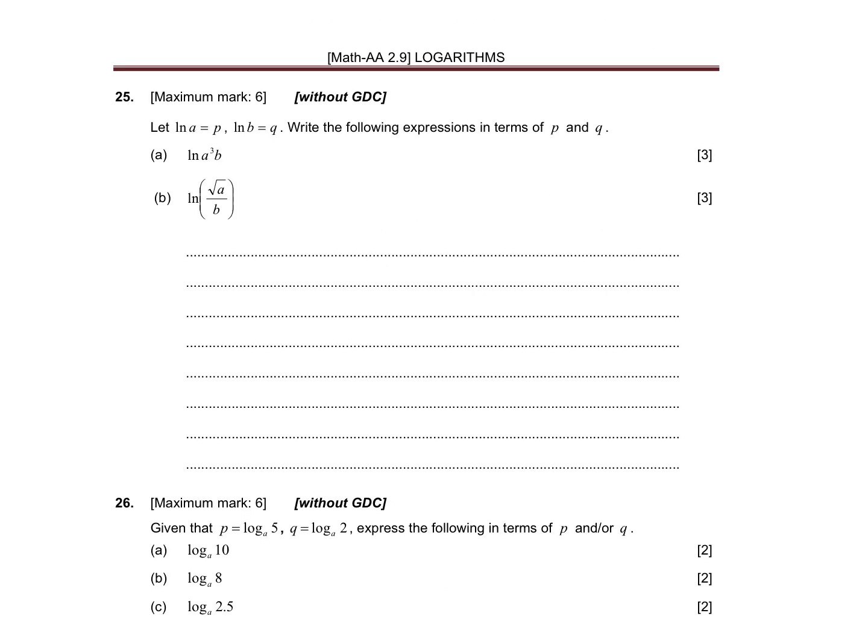Okay, so this one we can separate. It's just natural log, that's base e. So we've got natural log a cubed plus natural log b. The 3 falls back. Natural log a is p, and natural log b is q. For b, we're dividing, so we're going to have natural log a to the 1/2 because of square root, minus natural log b. The 1/2 falls back, and natural log a is p, and natural log b is q.